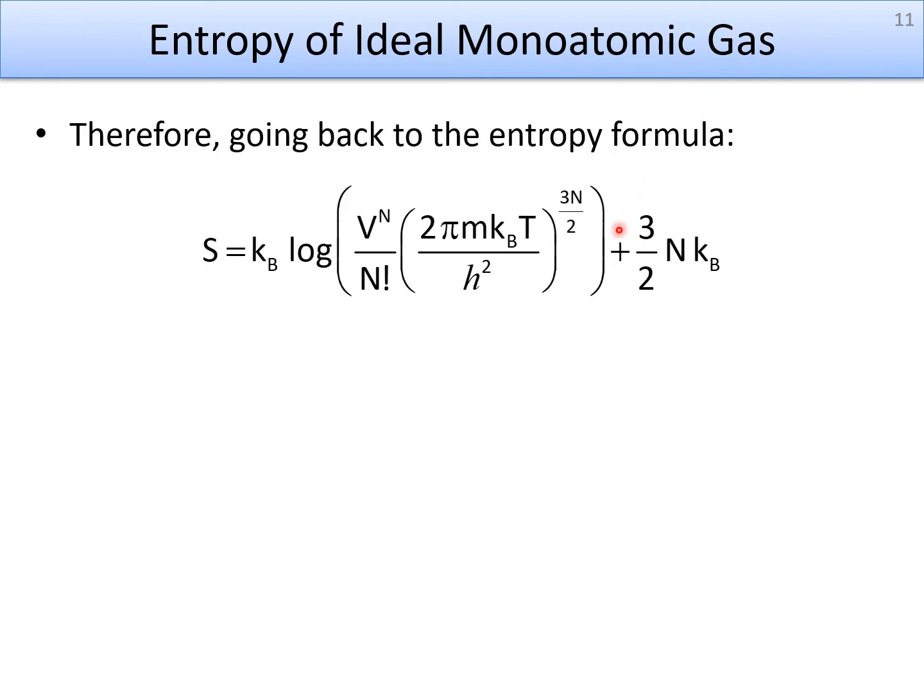Going back to the entropy formula, this is the term that we just discussed, and this is the one I mentioned a few minutes ago. So this now is the expression of entropy with respect to the volume, the number of particles, and the temperature. Are we done? Well, yes, but this is quite a complicated expression, and one of the terms that we don't particularly like here is this n factorial.